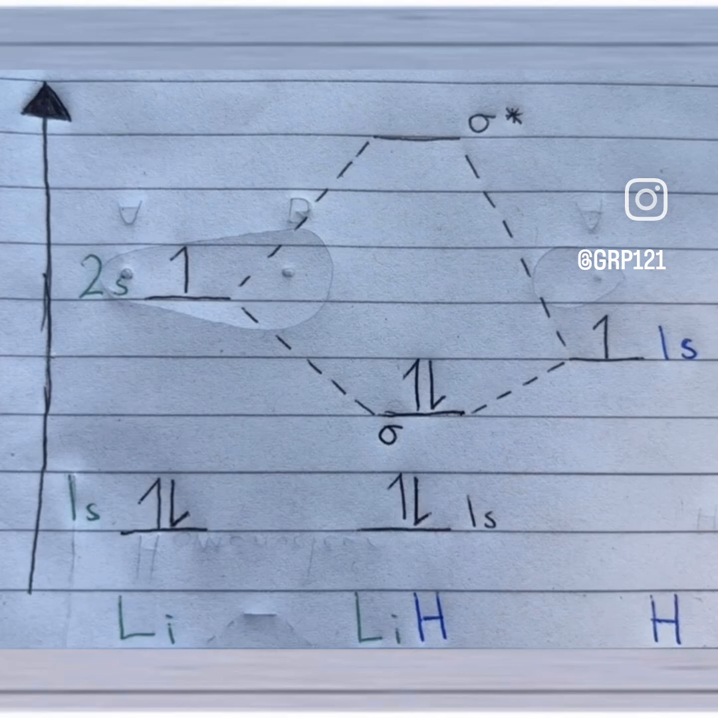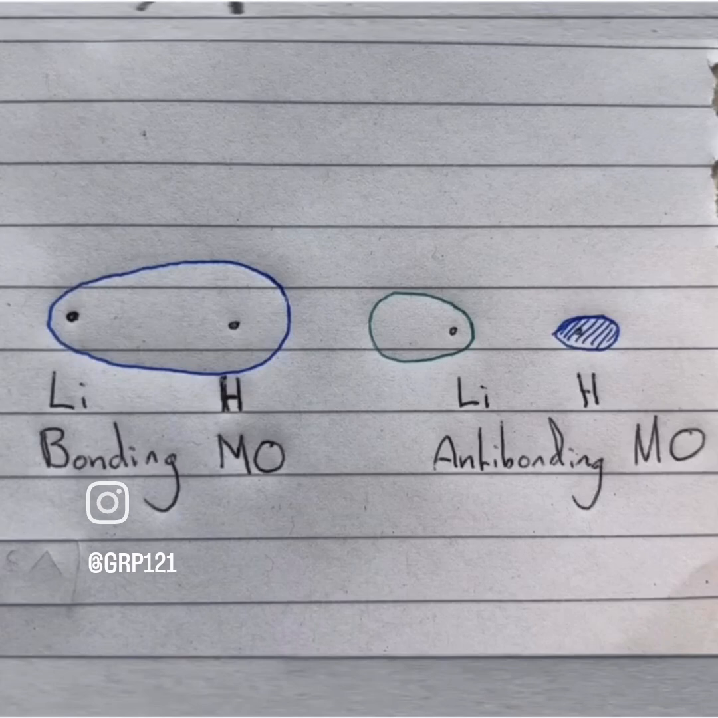Okay, so now we've got our MO diagram drawn out, let's think about what the molecular orbitals might actually look like. Just like we said earlier, in a heteronuclear system, the bonding molecular orbital will look more like the atomic orbital that's lower in energy, and the anti-bonding molecular orbital will look more like the atomic orbital that is higher in energy. So as we can see, there's a bulge in electron density around the nucleus of the hydrogen in the bonding molecular orbital, and there's a bulge in electron density around the lithium nucleus in the anti-bonding molecular orbital.